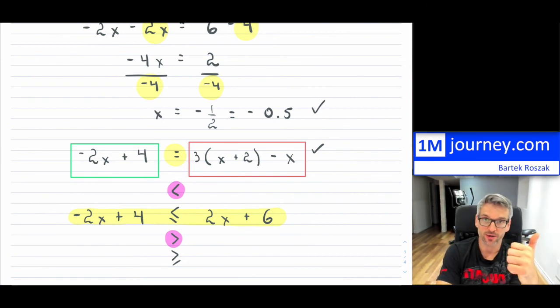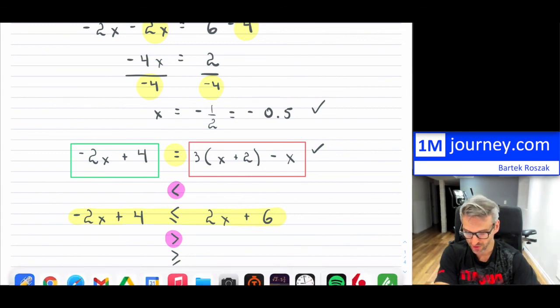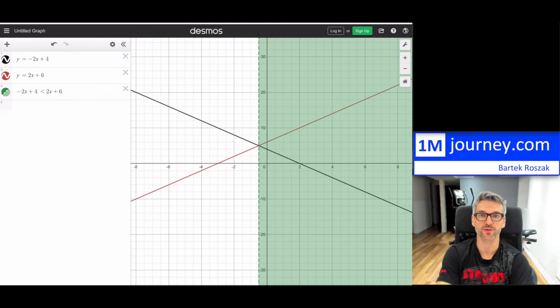So step 1, always simplify the left and the right-hand side. Step 2, you move your terms around. Those 2 steps are no different than solving equalities. Step 3 is you're going to have to divide or multiply. If you're dividing or multiplying by a positive number, it will not change your inequality. It stays the same. But if you do that with a negative number, then unfortunately you have to switch the inequality around. And if you like, you can always go into Desmos and plot it for yourself.